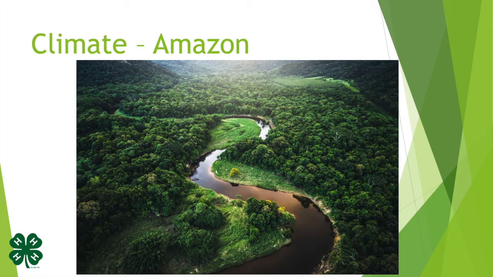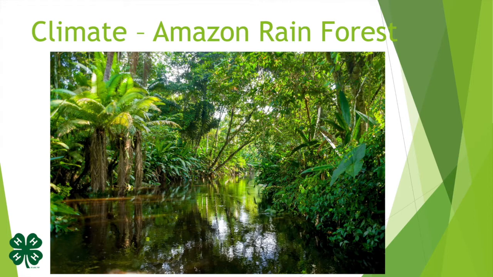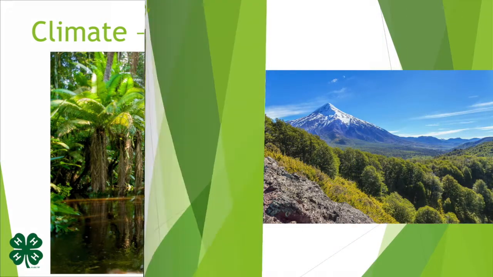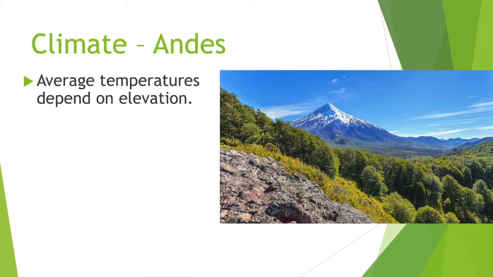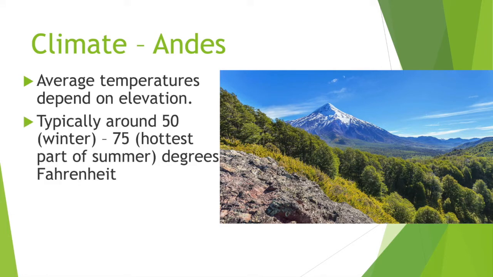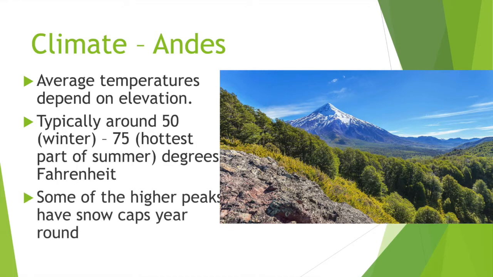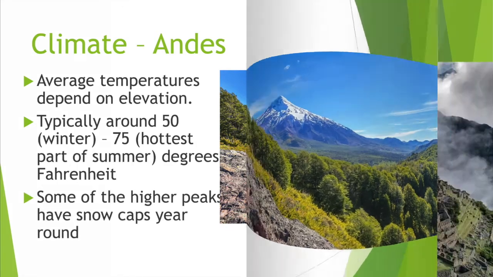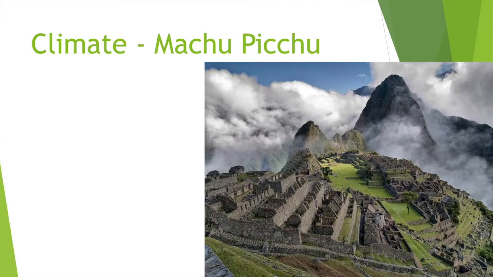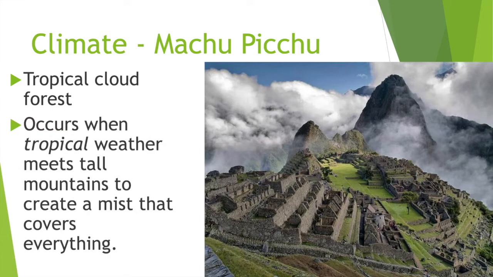Of course, the eastern part of Peru is an Amazon climate, and you'll notice the tropical lush rainforest here. The Andes Mountains have a differing climate depending on the elevation. Typically, it's around 50 degrees in winter and 75 in the hottest part of the summer. Some of the higher mountain peaks have snowcaps year-round. Machu Picchu, which you've probably heard of, is in Peru and has a very unique climate. It has a tropical cloud forest. This occurs when tropical weather meets tall mountains and creates a mist that covers almost everything.